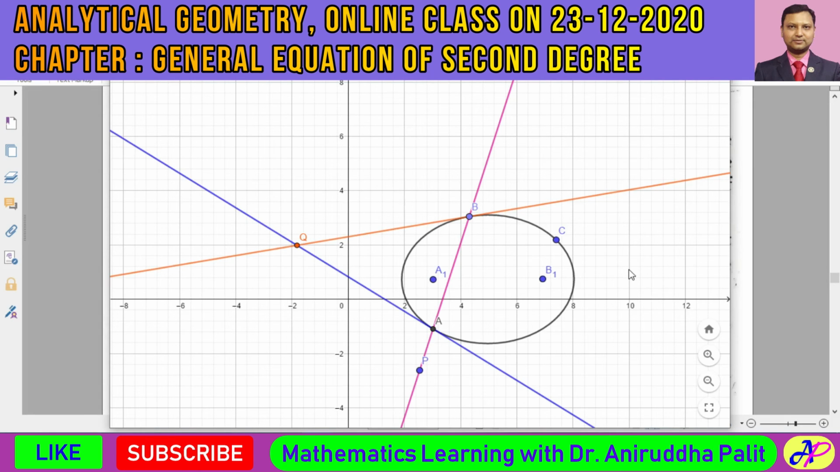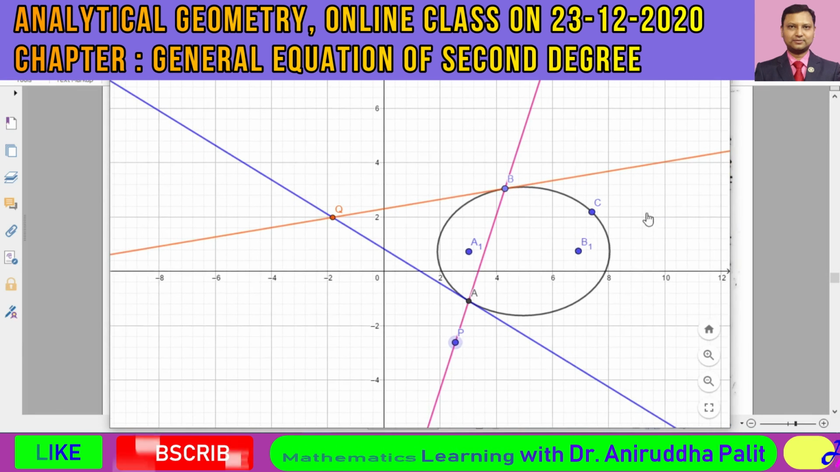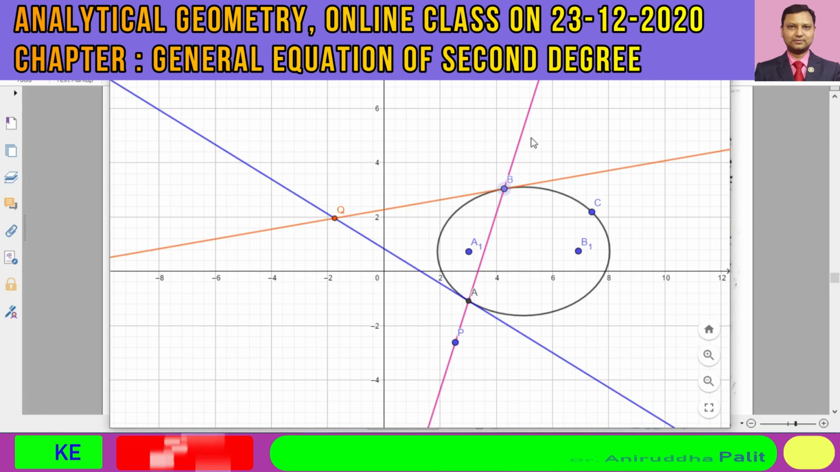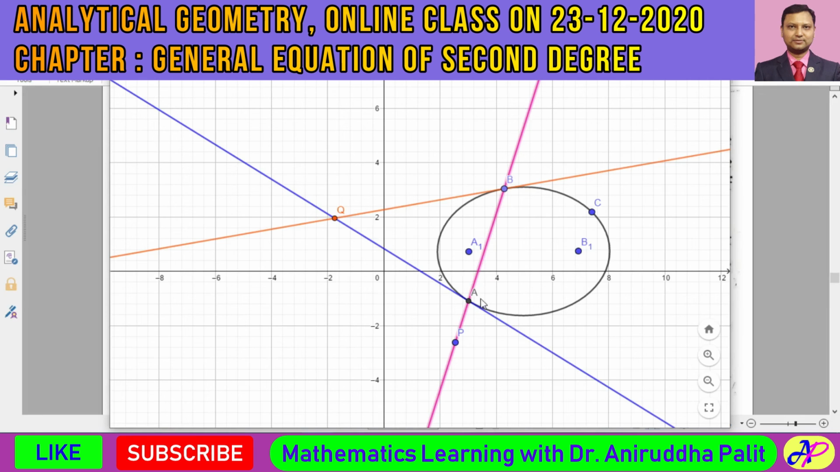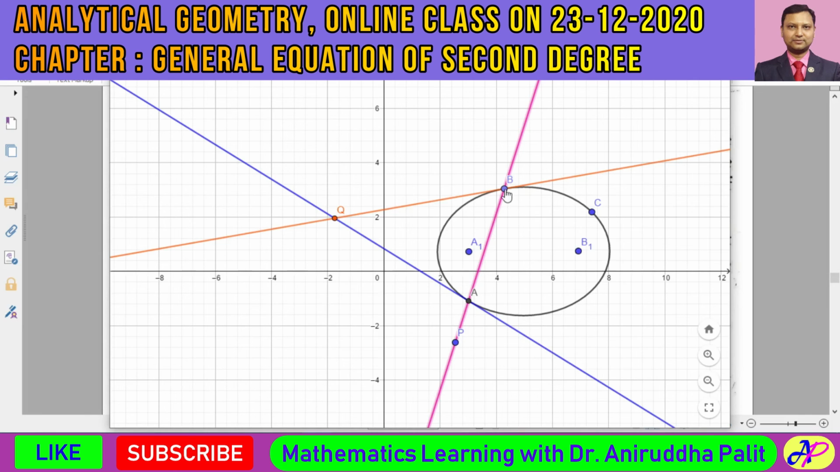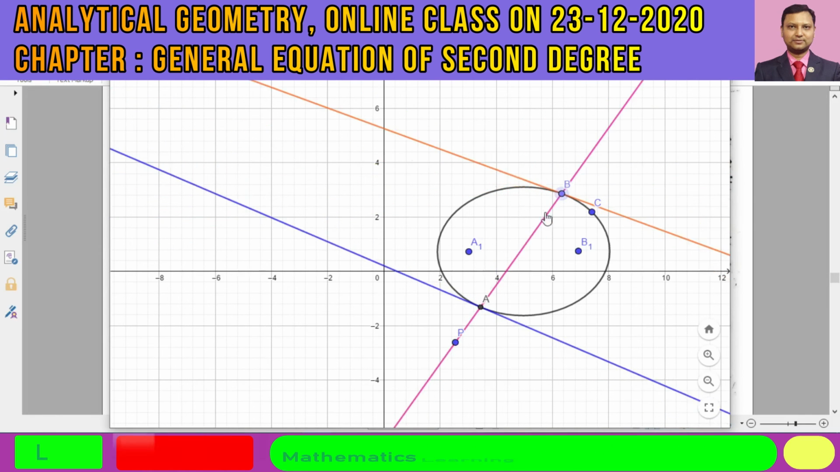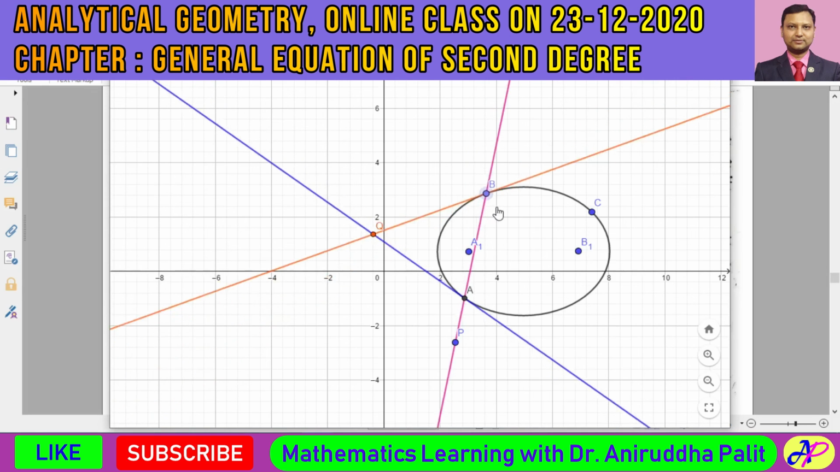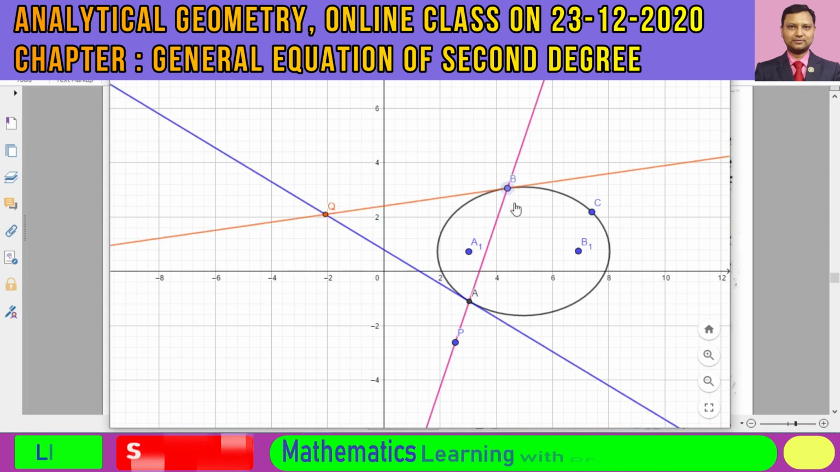Now what I am doing, we are keeping this P fixed. Be very careful, try to observe over here. We are not changing the coordinates of the point P. We are keeping this point P fixed, and then we are changing this straight line AB. The straight line always passes through the point P, but we are moving it. You see, we can change the position of this straight line.